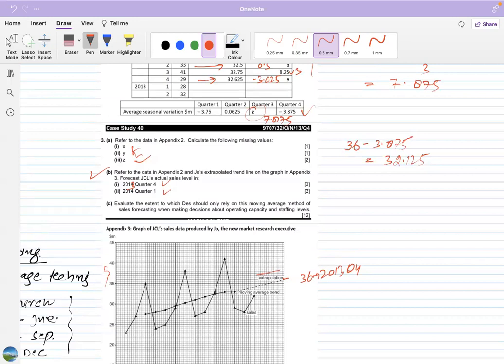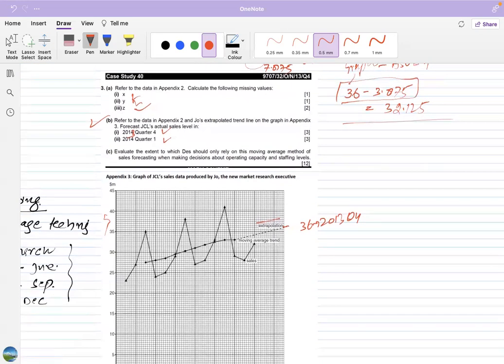That's why I call it adjustment of the value, because we add it if the average seasonal variation is positive, and we subtract it if the average seasonal variation is negative. So 36 minus 3.875. 36 was the value from the graph, and minus 3.875 was the average seasonal variation of quarter number 4. Now moving to the next requirement, 2014 quarter 1.